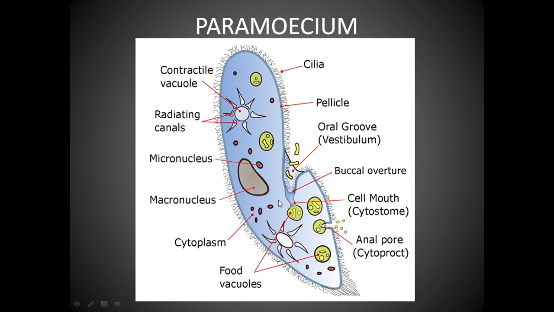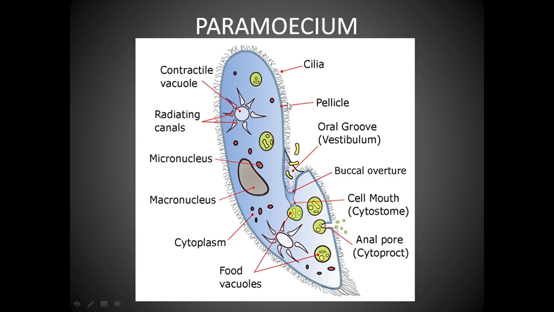Now we have the cytoplasm here. Then you can see the food vacuole formation. It is labeled here, food vacuole. The next important labeling is the anal pore, or the anal groove. That's the part through which the egestion process is occurring.